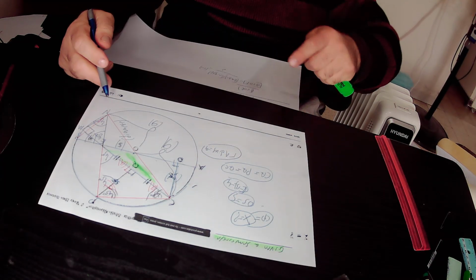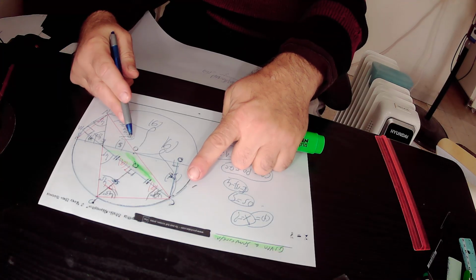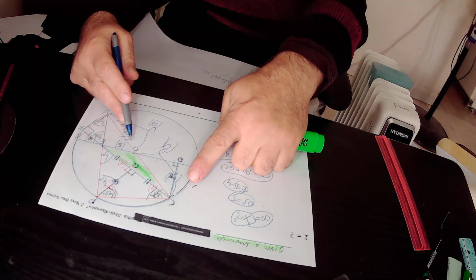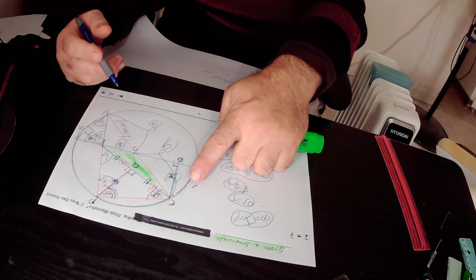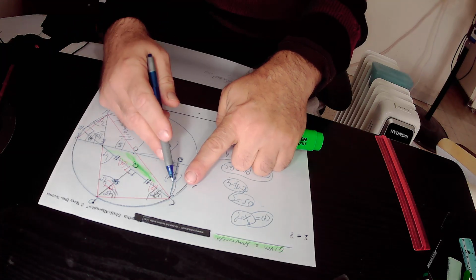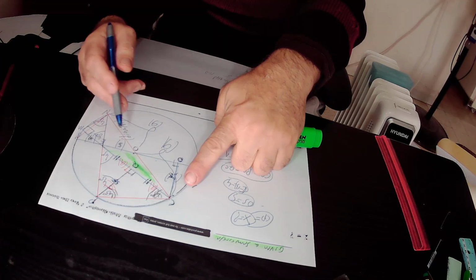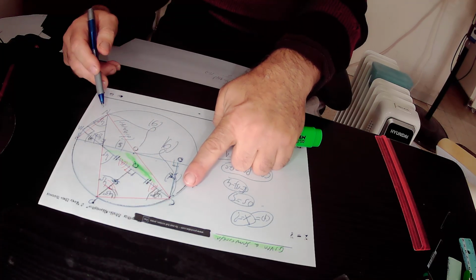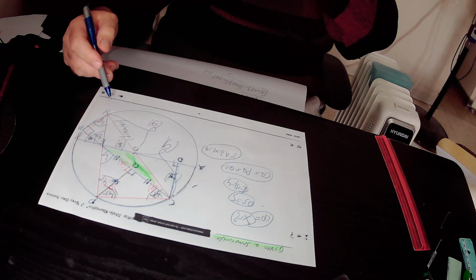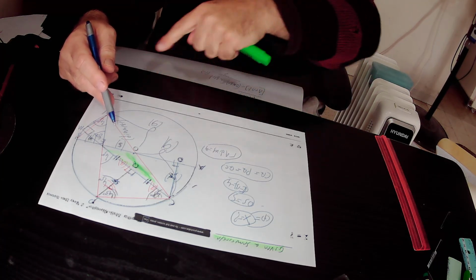Times the height. Actually, the height must create 90 degrees with the base CO, or the height must create 90 degrees with the extended base CO. The extended base CO is CN. Again, the extended base CO of this triangle COE is CN. So from point A, we will draw a perpendicular on CN.